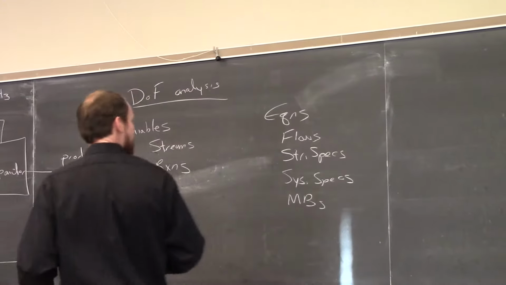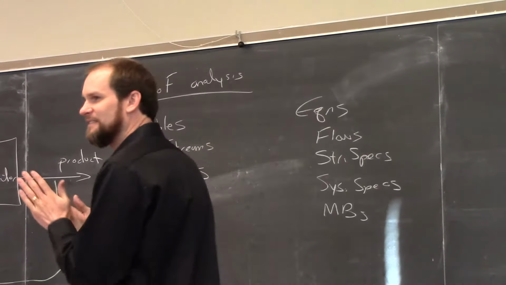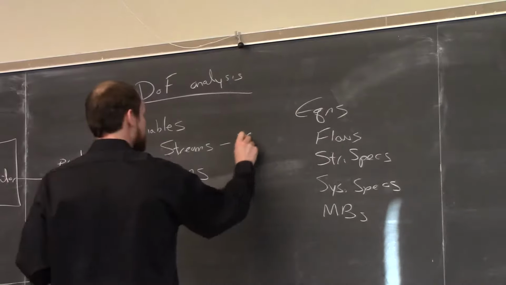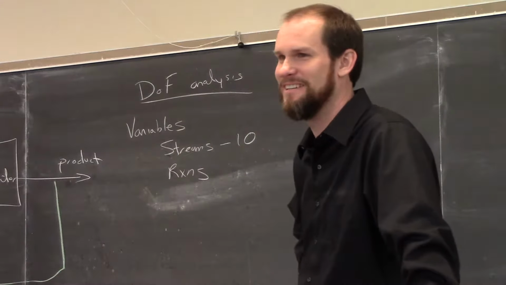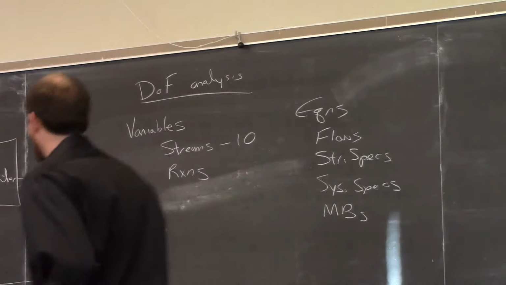All right, how many variables? How many streams? 10? Molly says 10. You want to disagree with Molly? Disagree with Molly. How many agree with 10? You want to list them out for me, Molly?